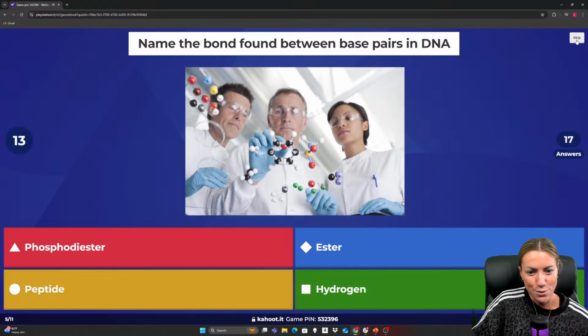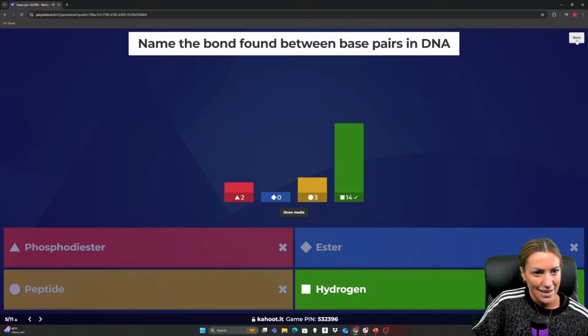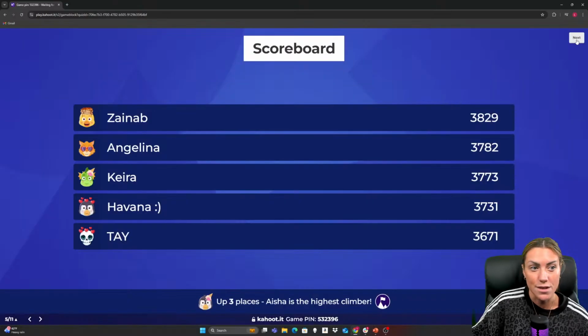Did you get in the end, Monkey? Yeah, hydrogen bonds. We have 2 hydrogen bonds between A and T, and then 3 hydrogen bonds between G and C. Just so you know, peptide bonds are found in proteins between amino acids. And phosphodiester bonds join the nucleotides together, so they're between the phosphate groups and the sugars.